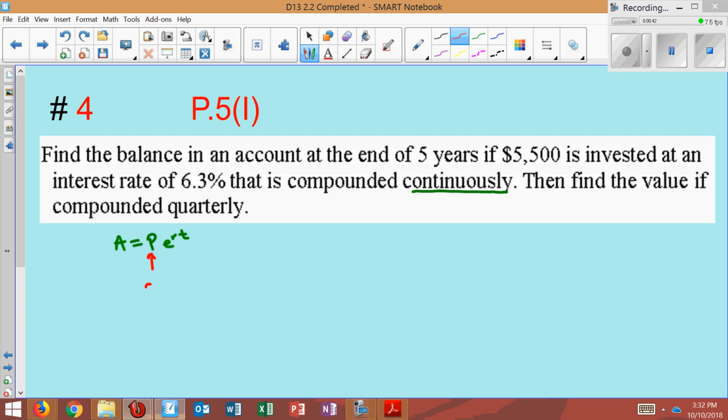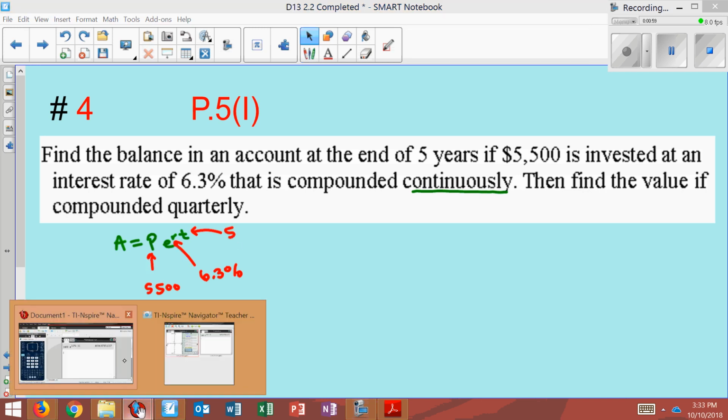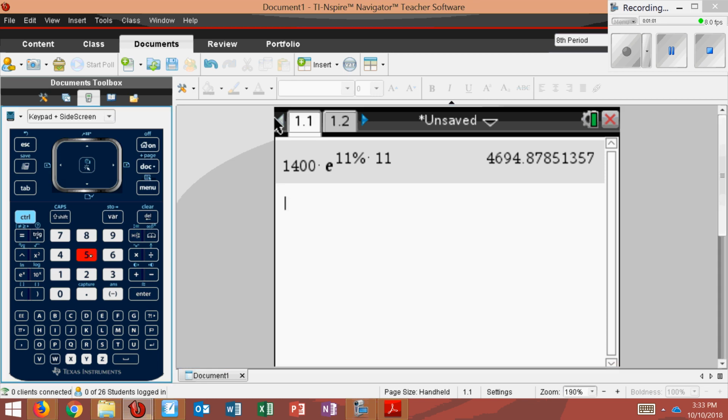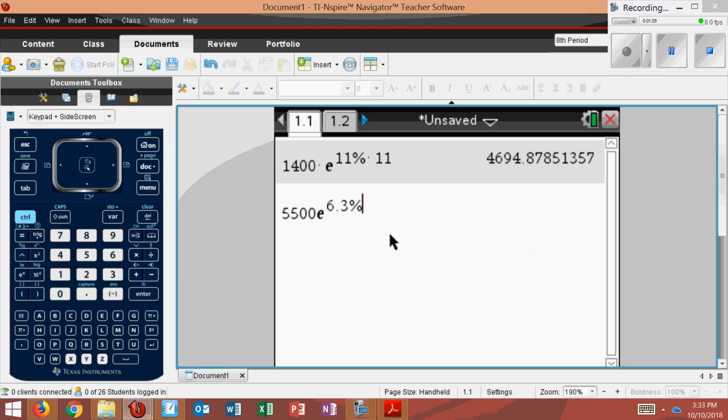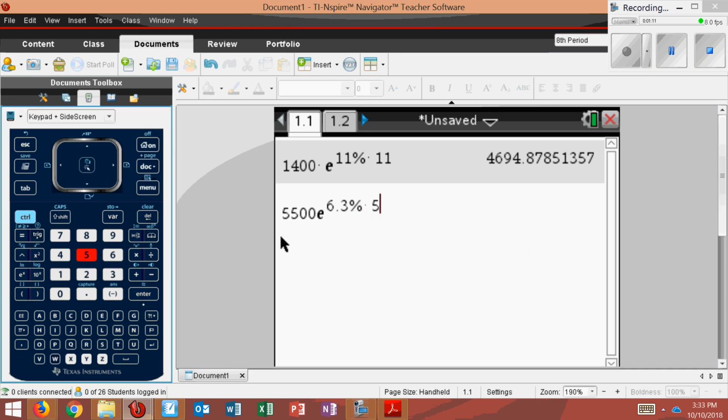Now on this, we say the P is the principal, the initial amount, which in this case would be 5,500. The r is the rate, which we see is 6.3%. And the t is the time, which it says 5 years. So we can plug those into the calculator and come up with an answer. So we have 5,500, e is over here on the left, the rate is 6.3%, and we're doing this for 5 years.